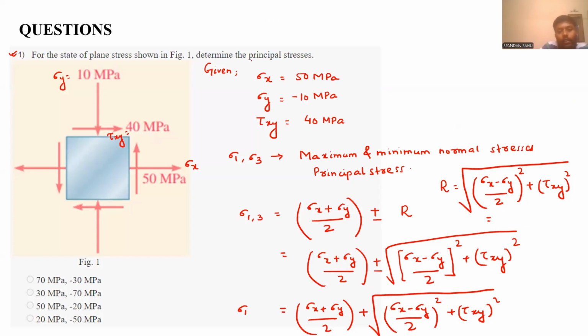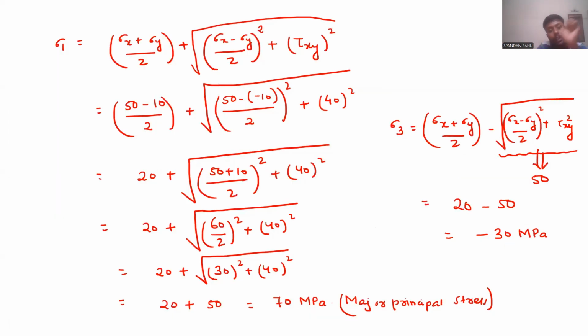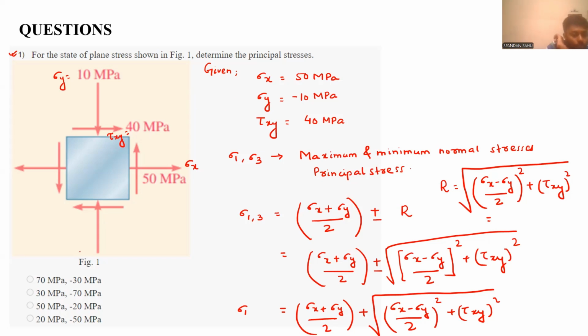So they have asked us to calculate the principal stresses, and we know there will be two principal stresses. One will be the maximum normal stress, which will be called the major principal stress. Another one will be the minimum normal stress, which will be called the minor principal stress. And the values we are getting are 70 and minus 30 respectively. So option A is the correct option.